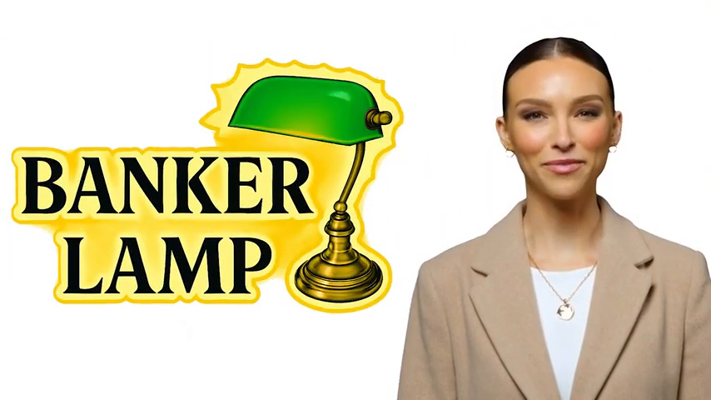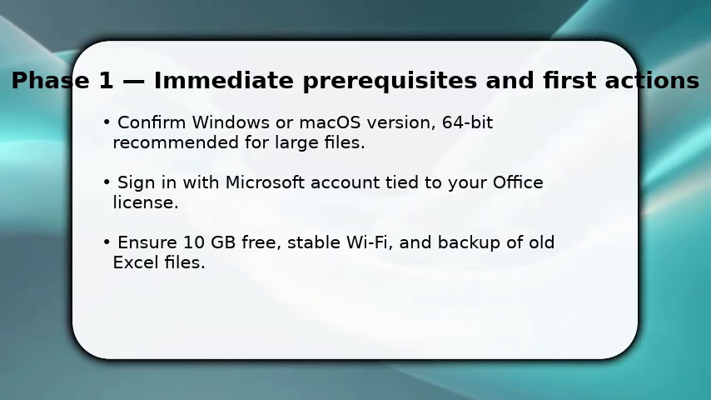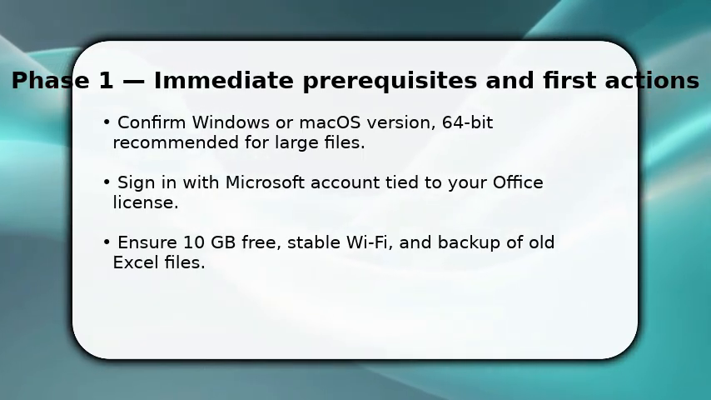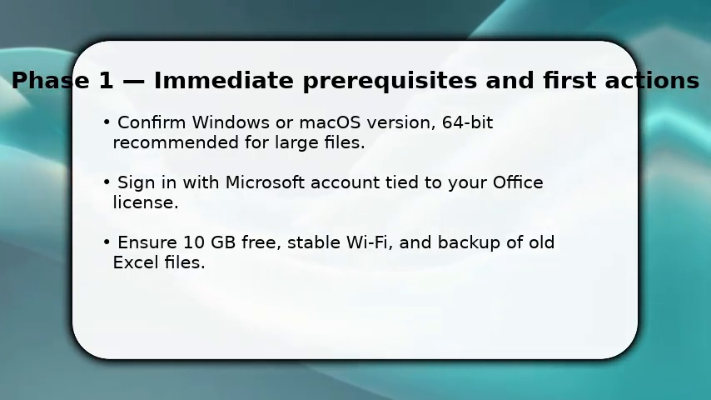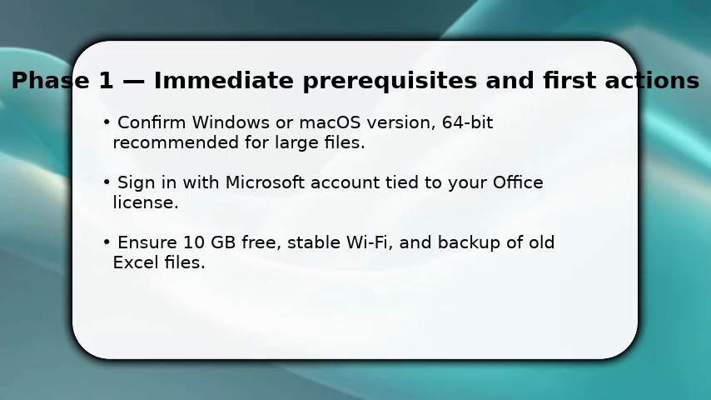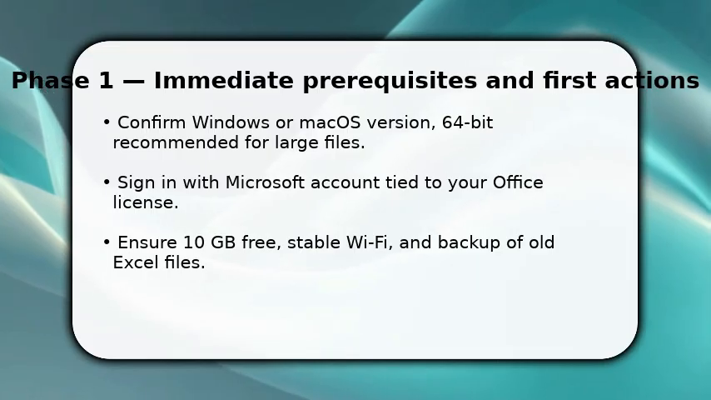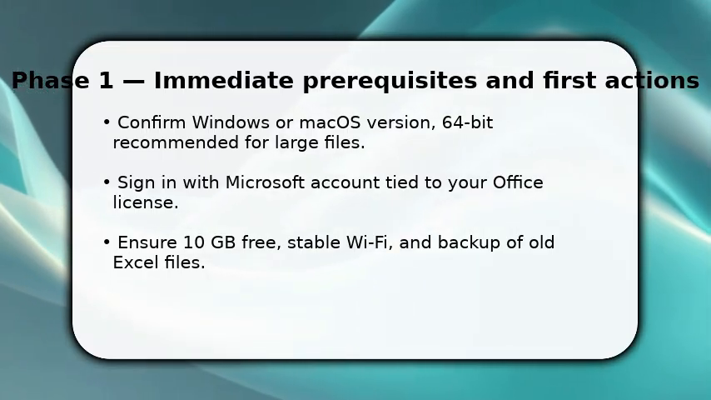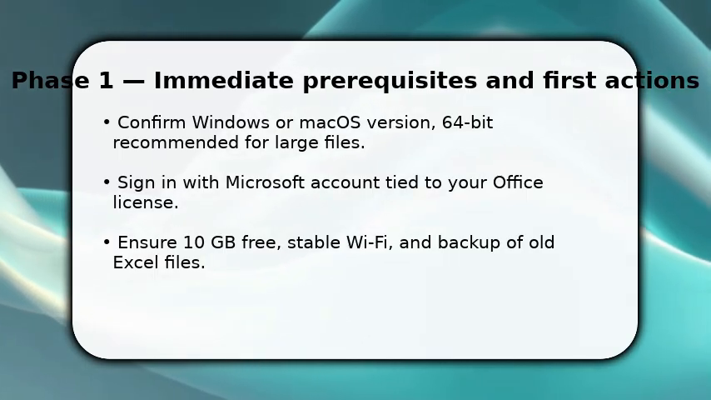Please enjoy the video. You begin by confirming system compatibility and signing into the Microsoft account linked to Office. Once done, free up at least 10 GB and connect to stable Wi-Fi so the installer won't fail mid-download. Next, locate your license or subscription details. This tells you whether to download Office 365 or a one-time Office package.